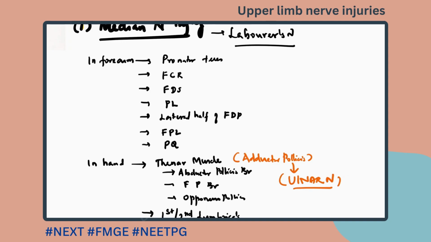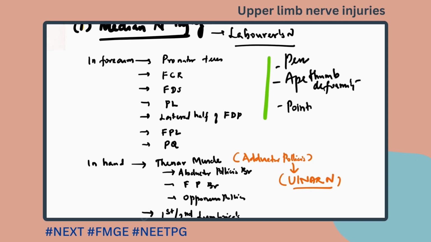Now this is called as pen test. What is this test called as? This is called as pen test. So pen test is also diagnostic of median nerve injury. Okay, so these points you should take. So what are the tests you do? One is the pen test, then is ape thumb deformity, then pointing index, then sign of benediction. All these are evidence of median nerve injury.